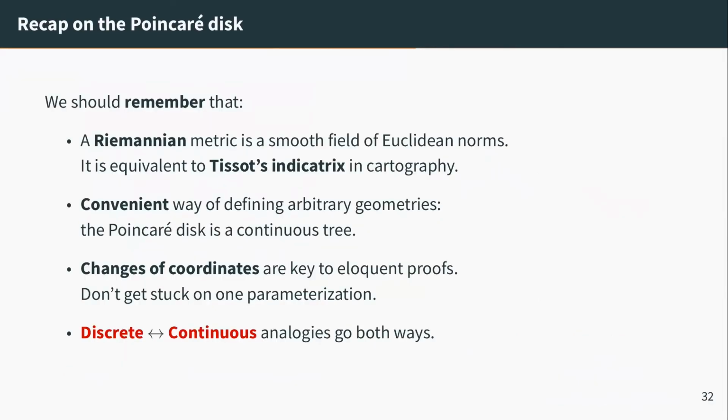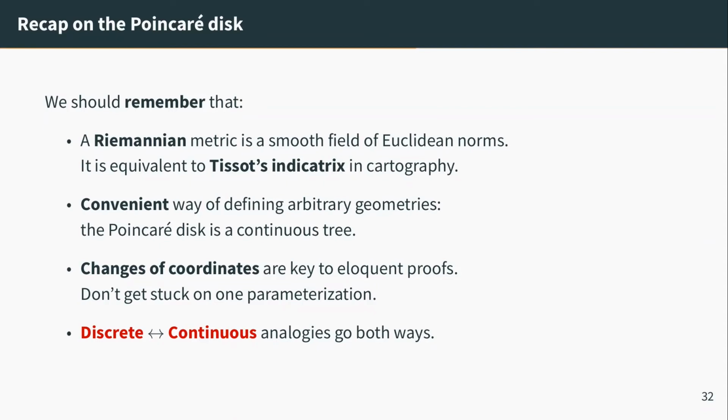So now, just a recap on the Poincaré disk. I don't want you to remember the precise form of the stereographic projections; that has zero impact on your work in data science. But the method, I think, is very important. You should remember first that a Riemannian metric is given to you in textbooks as a smooth field of Euclidean norms. But if you want to understand it graphically, it's really equivalent to Tissot's indicatrix in cartography. So it's something that makes sense. And you can see that isometries are isometries because they preserve this field of indicatrices.